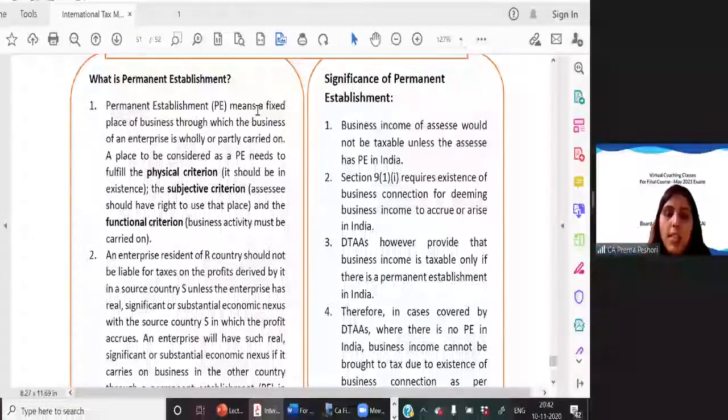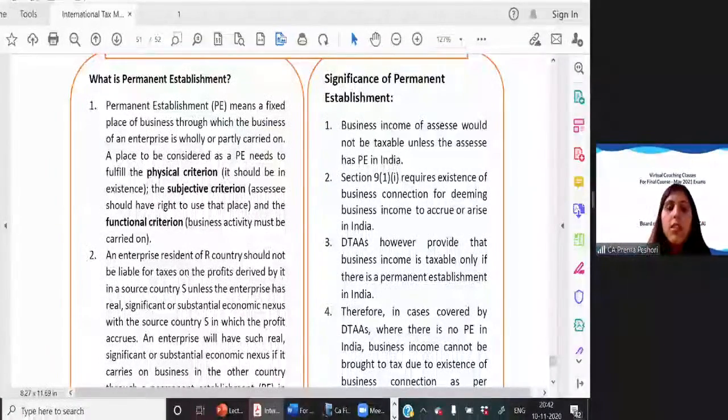It's a very narrow concept. And when the business profits are to be taxed, we have to see whether the PE exists in India or not. So it's a very similar concept to business connection, but business connection is very, very wide, whereas PE is a very defined term.